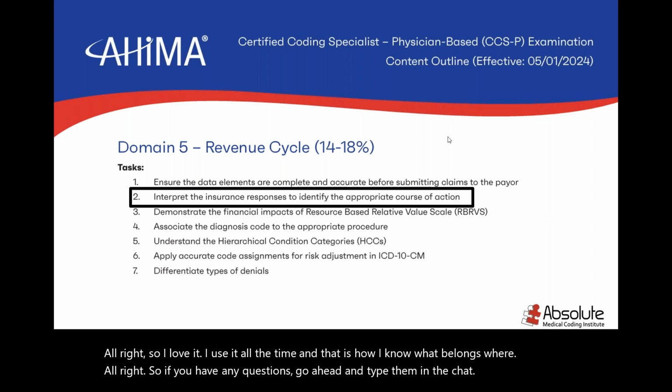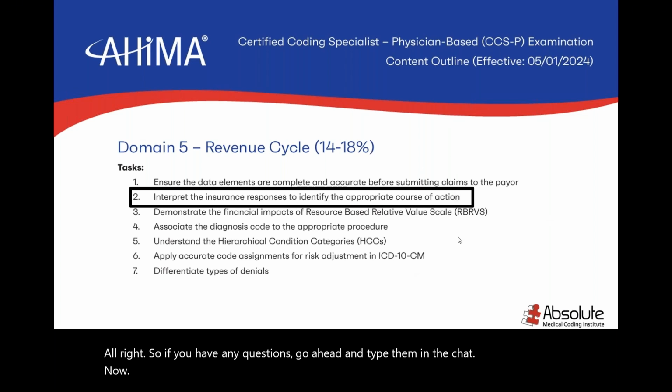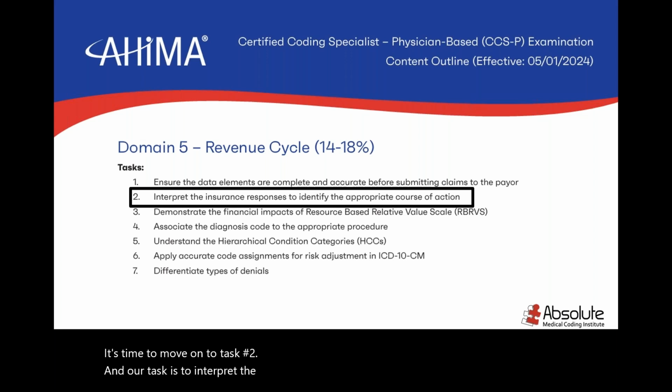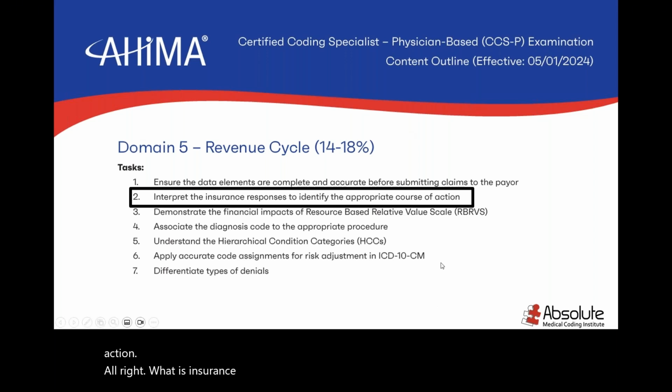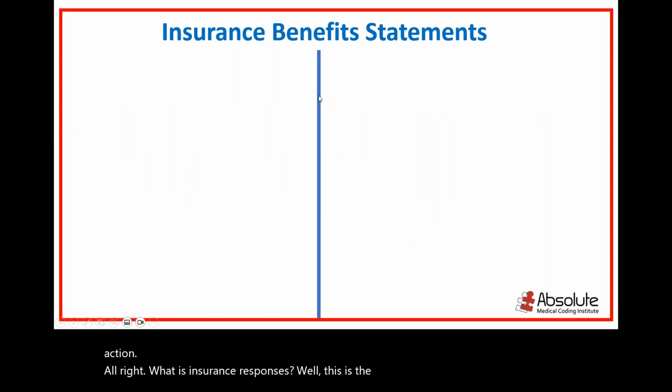Now it's time to move on to task number 2. Our task is to interpret the insurance responses to identify the appropriate course of action. What are insurance responses? Well, this is the insurance's communication. This is the insurance benefit statements.